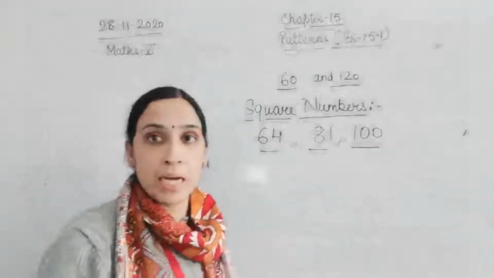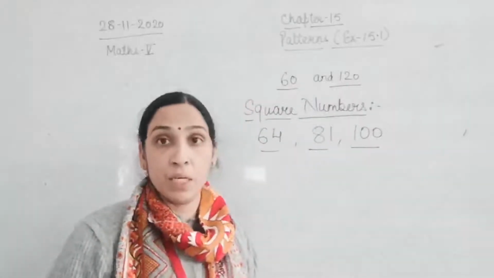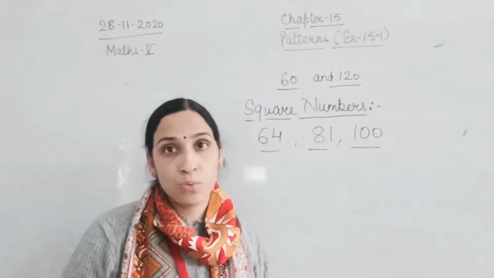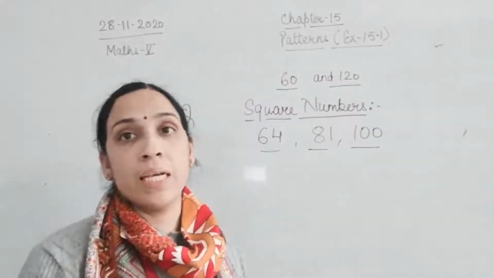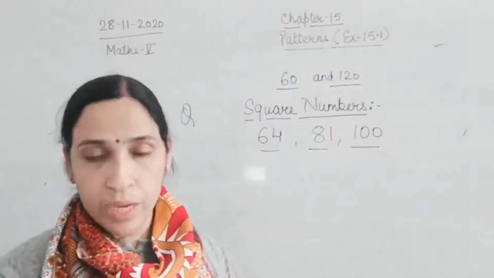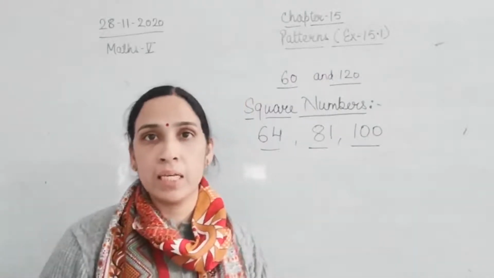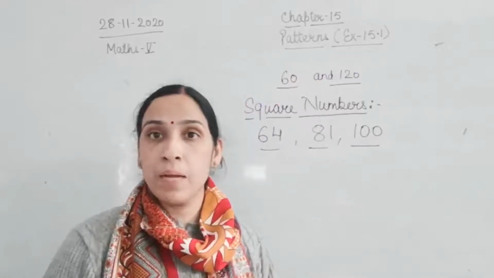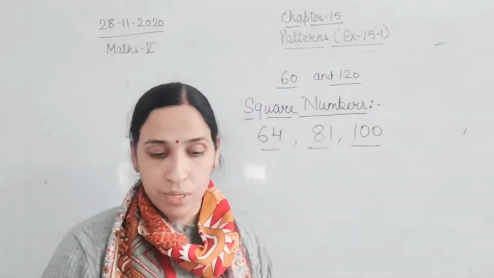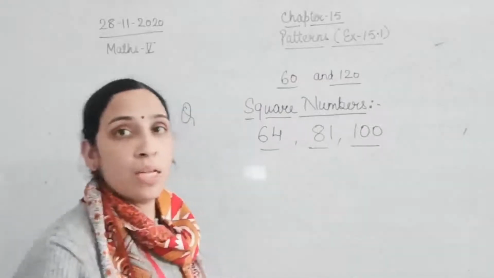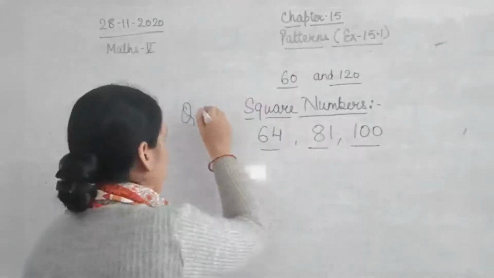So children, it is a necessity that when we are doing square numbers, you must know the square numbers of the first 10 natural numbers. Square numbers means when 1 is multiplied by 1, what you get is 1. When 2 is multiplied by 2, what you get is 4. So that is there. Now question number 10. This is only the answer of question number 9.